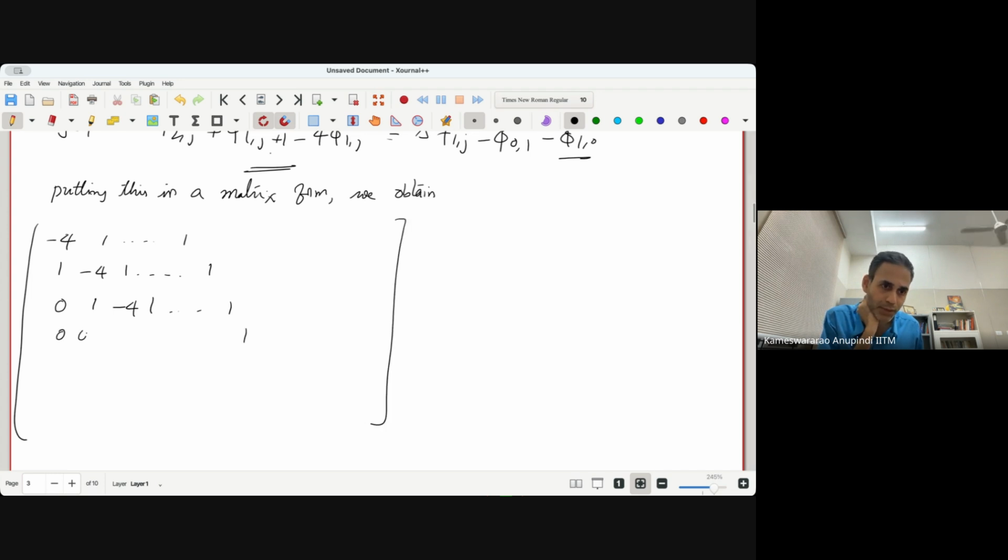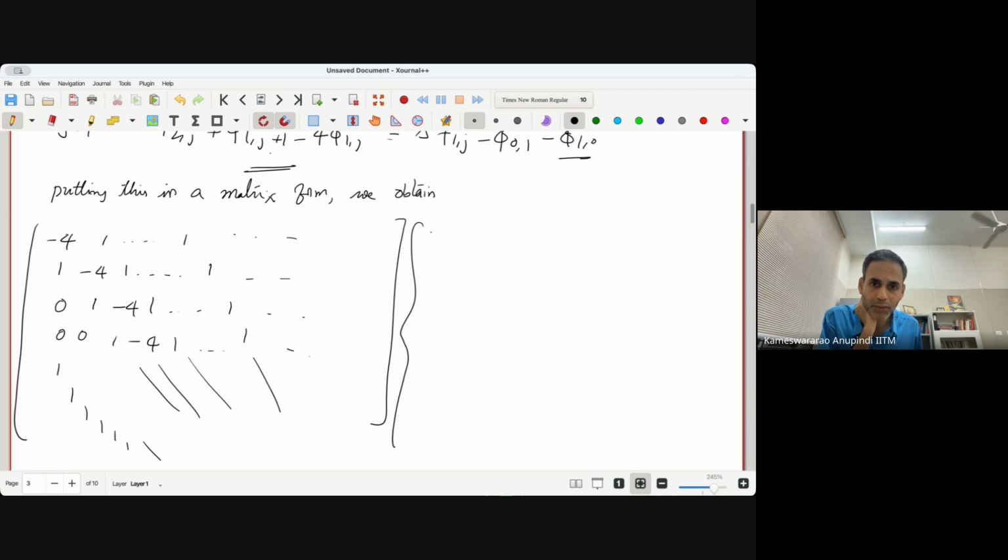You're going to get 0, 0, 1, -4, 1, and so on. These are all zeros, and then you're going to get some 1 somewhere here, and then the ones are going to again prevail, and these will also continue. Everything else I have not written here is all zeros. Then we have the unknown vector: phi 1, 1, which is the first point. Then, going in the increasing order, phi 2, 1, phi 3, 1, and all the way.